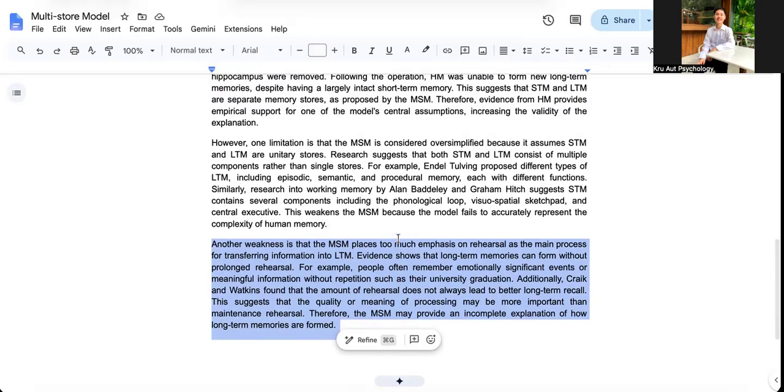So we're saying here, another weakness is that the multi-store model places too much emphasis on rehearsal as the main process for transferring information into long-term memory. Saying this as a weakness means that it's not true. Evidence shows that long-term memories can form without prolonged rehearsal. For example, people often remember emotionally significant events or meaningful information without repetition, such as their university graduation.